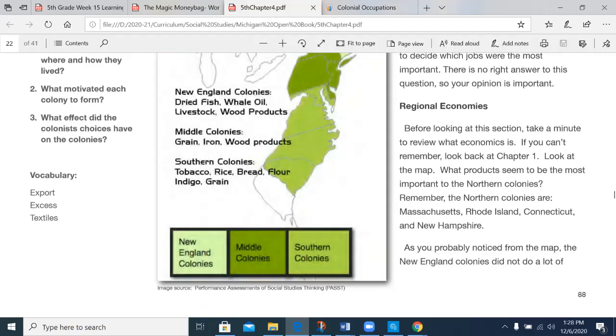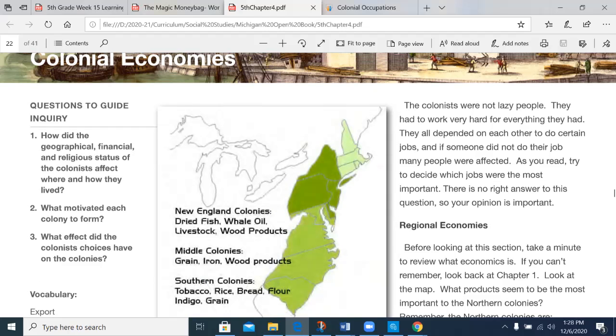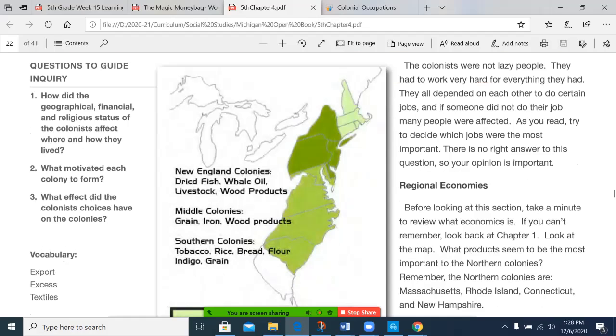As part of this lesson, we will look at the graphs and we will read the text prior to the slide share. At the end, you'll come back and answer a few questions in the Google Classroom. So we'll start out by looking at this image here, and it breaks it down. You have the New England colonies here in the Northeast. Some of their primary products include dried fish, whale oil, livestock, and wood products. So you could guess that there are going to be cows, fish, and trees in this region. And being a coastal area, that makes complete sense.